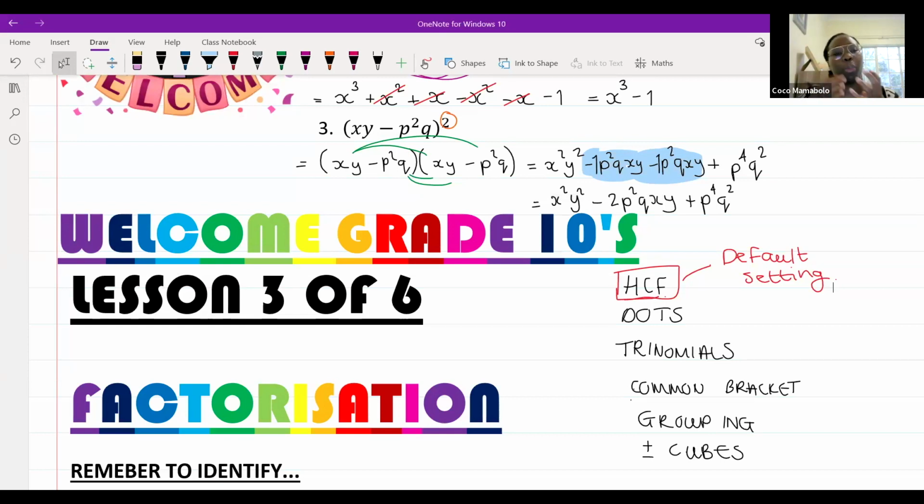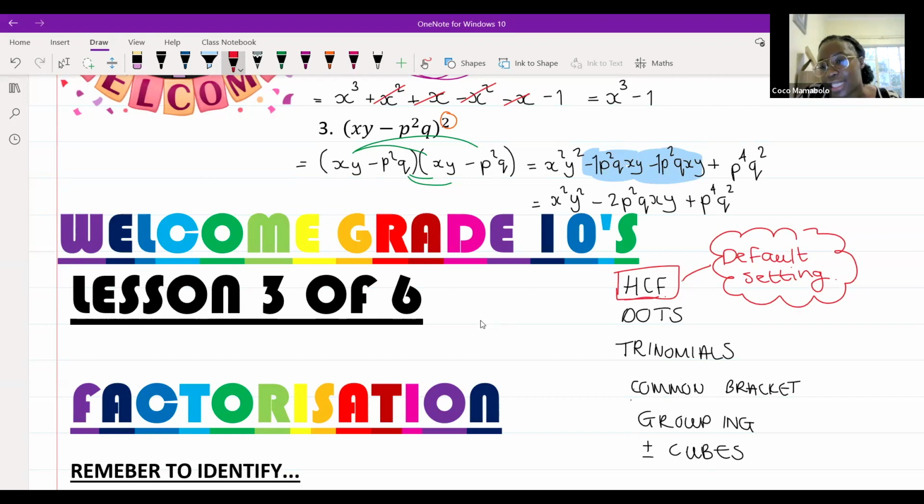Correct, exactly. It's like when you buy a brand new phone, the way the phone comes. If you buy a Vodacom phone, it still has the Vodacom screensaver, and nothing's been installed, like your TikTok, your Instagram, nothing's on there. That's your default setting, right? Yes, correct, Sia. So what this basically means, guys, is whenever we are factorizing, the first thing we must always do is check for a highest common factor. Okay, I'm going to ask again, grade 10s, pop your answer in the chat for me. What is our default setting when we are factorizing?